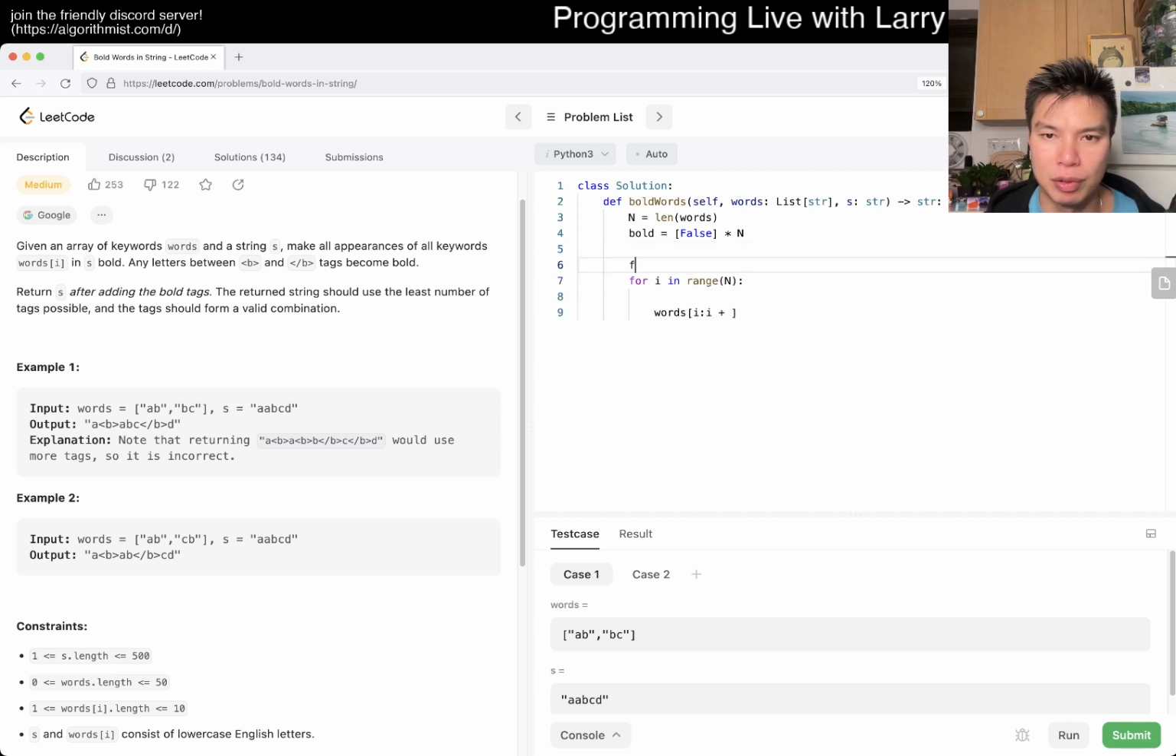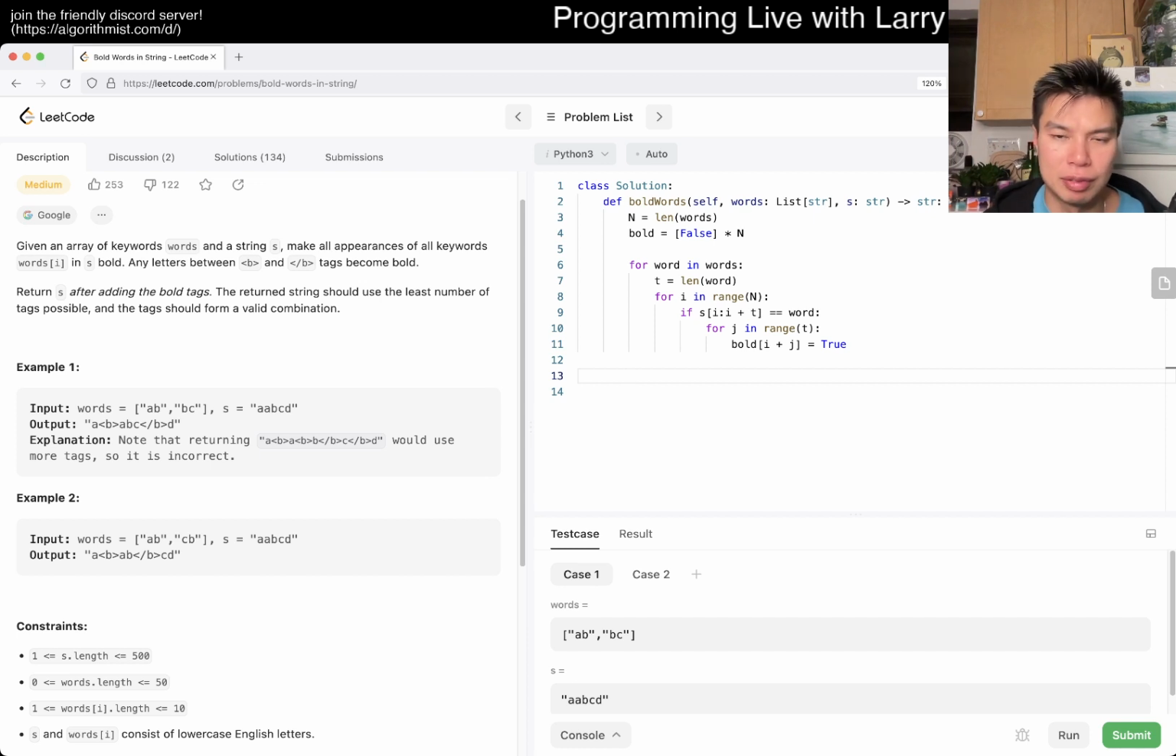Well, you can actually do it for each word. Maybe I like this a little bit better. So if s sub i plus t, where t is the length of the word, is equal to the word, then yeah. I mean, it should be okay. I'm just double checking the constraints, but it should be okay. And then it goes bold of i plus j is equal to true. That's basically it. And then now we just go through everything again.